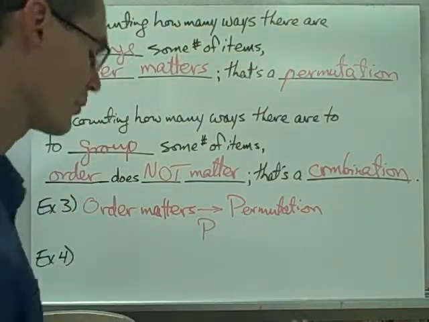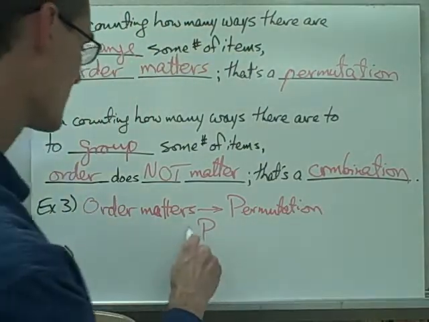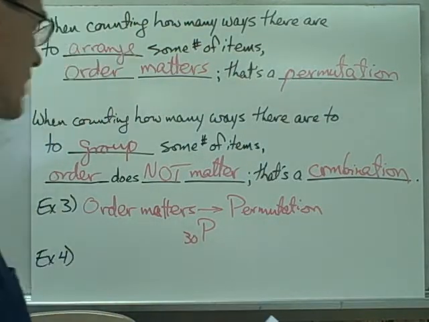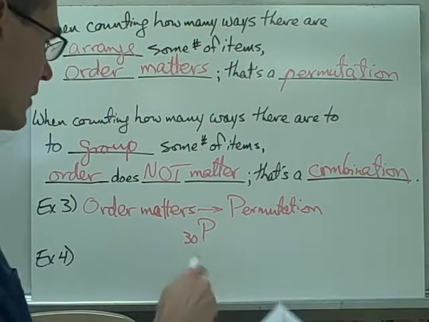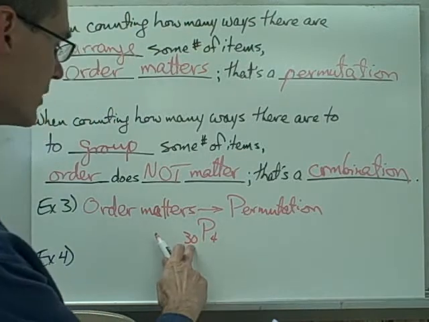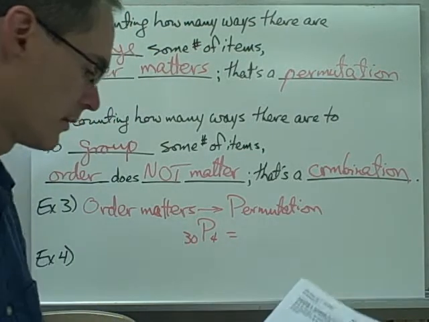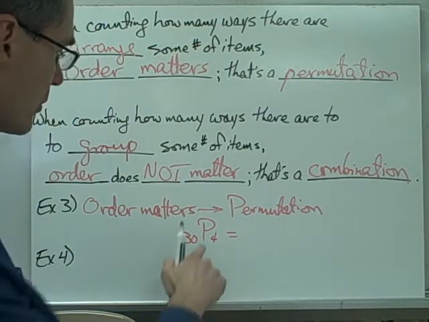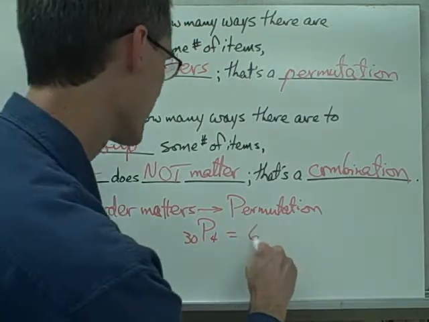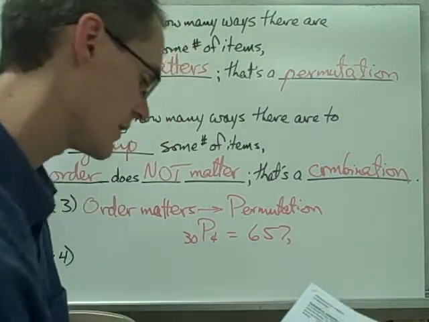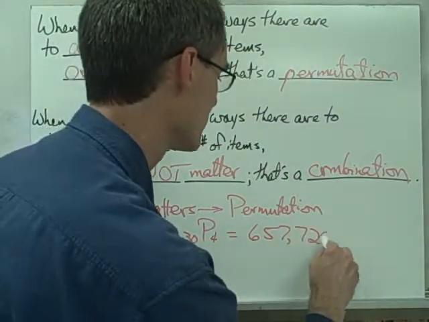So I would select my permutations function in my calculator, and I want the number of permutations of 30 taken 4 at a time. I've got 30 people in my club, and I want to select 4 of them. So I punch in the number of permutations of 30 taken 4 at a time, and I get 657,720.